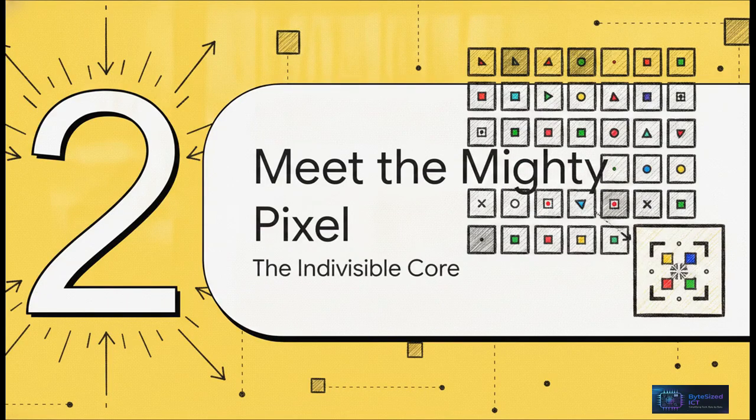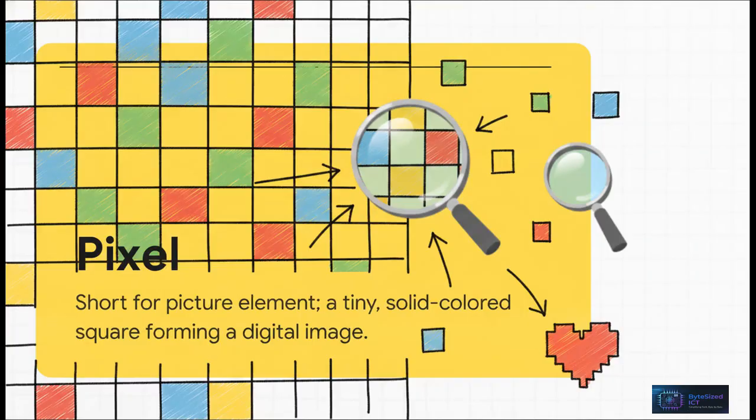Moving on to part 2, meet the mighty pixel, the indivisible core. So if we zoom in as close as humanly possible to that grid, we find the pixel. Fun fact, that's actually short for picture element. It's a tiny, solid-colored square. And this is it, folks. You cannot break an image down any further than this. It is literally the absolute, indivisible core of our digital visual world.